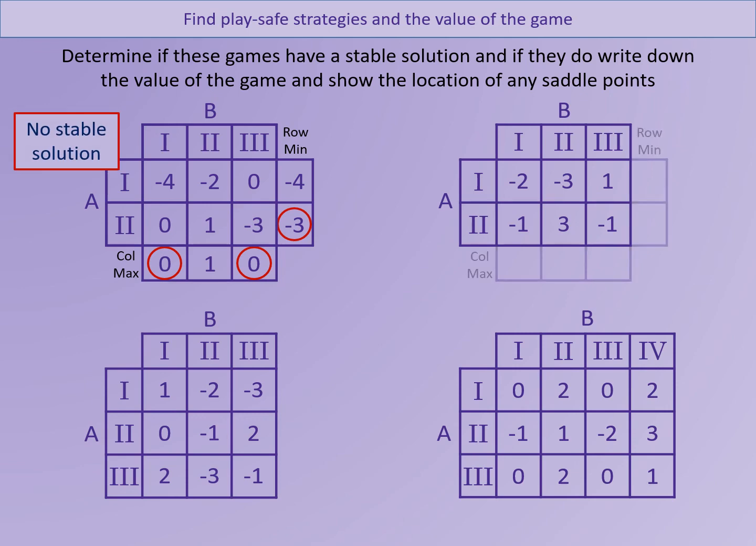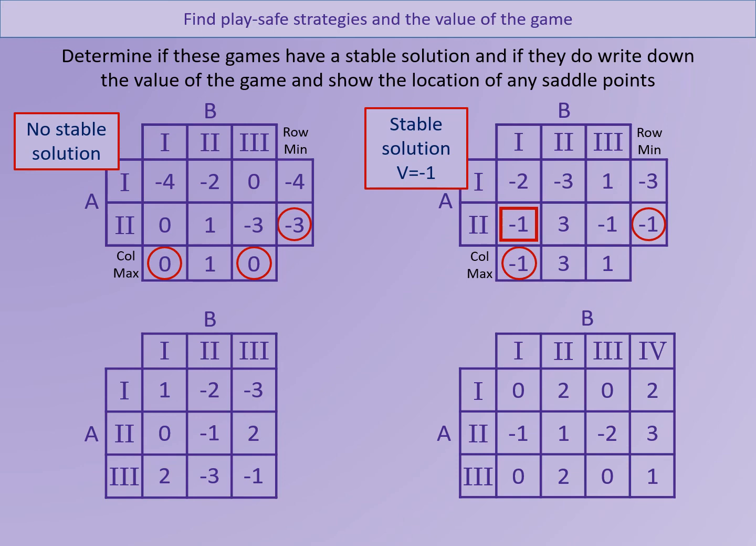For the second game, the row minima as shown here, and the maximum value of that is -1. The column maxima as shown below, and the minimum of that is also -1. So because we have the same number, max row min equals min col max, we can say there is a stable solution. The value of the game is -1, and the saddle point is shown in the red square.